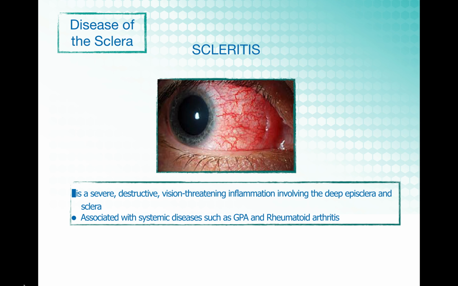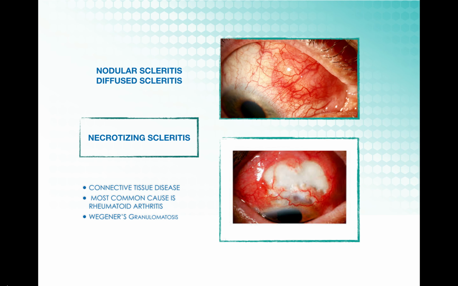Scleritis is a serious inflammatory disease that affects the sclera. The disease is often contracted through association with other diseases of the body, such as granulomatosis with polyangiitis or rheumatoid arthritis. Scleritis may be the first symptom of onset of connective tissue disease. There are 3 types of scleritis: diffuse scleritis, which is the most common, nodular scleritis, and necrotizing scleritis, which is the most severe.